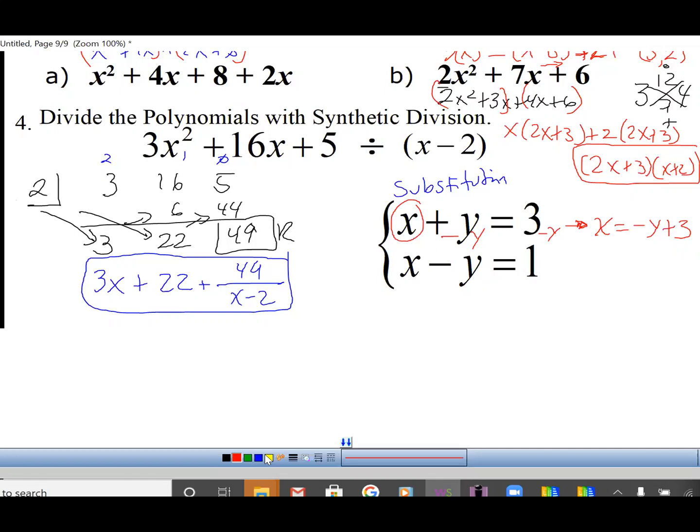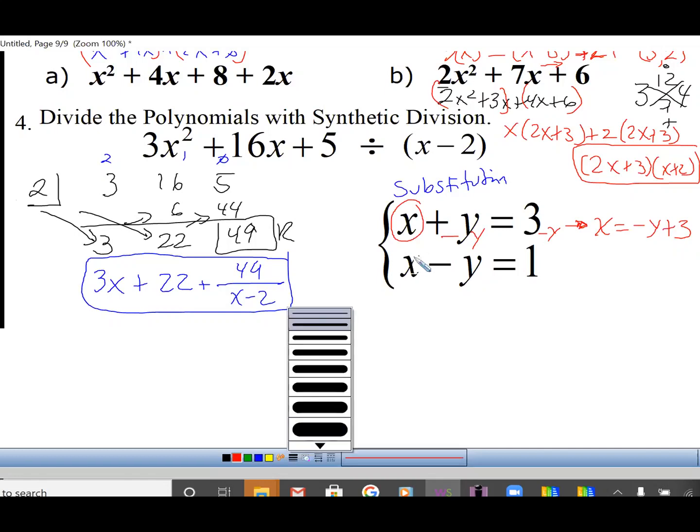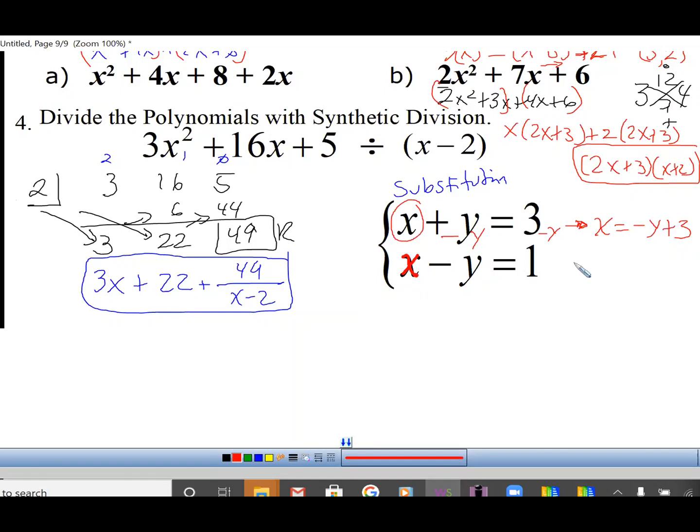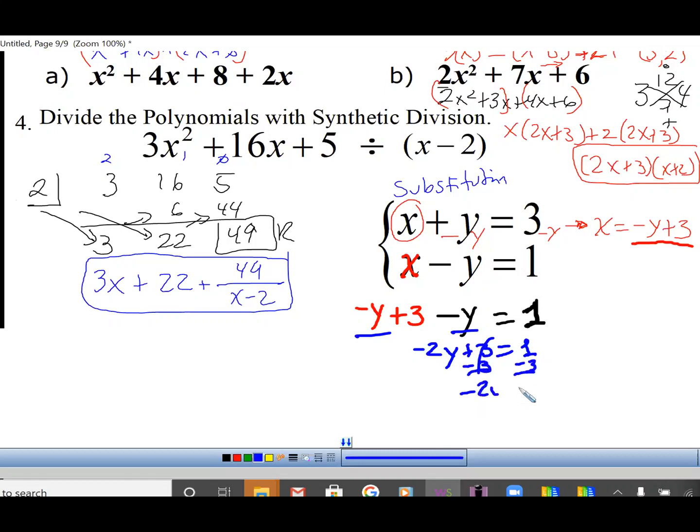So what does that mean, Mr. Q? That means that on the second equation here, instead of writing x, what am I going to write? Negative y plus 3. So let's do that. So I'm going to rewrite the second one, negative y equals 1. And instead of x, I'm going to write what? Negative y plus 3. All right, let's combine like terms. Negative y, that's negative 2y plus 3 equals 1. Minus 3, minus 3. Negative 2y equals negative 2. Divide by negative 2, y equals 1.